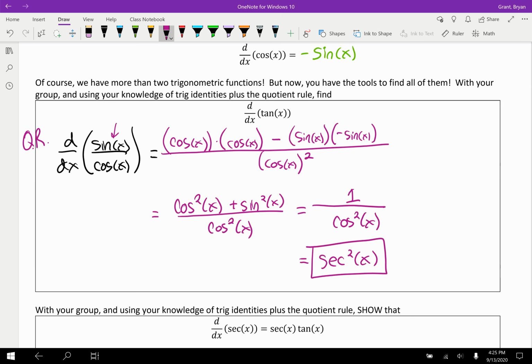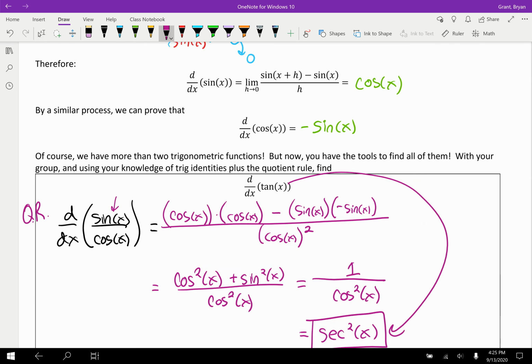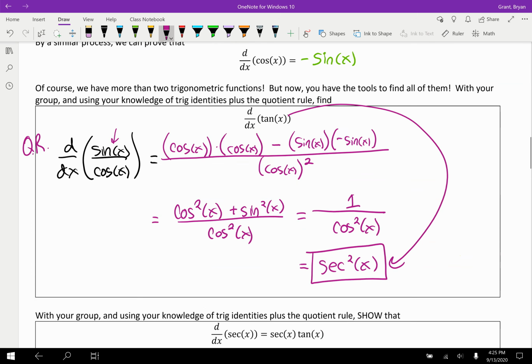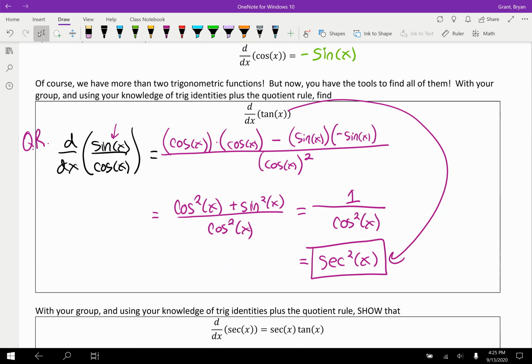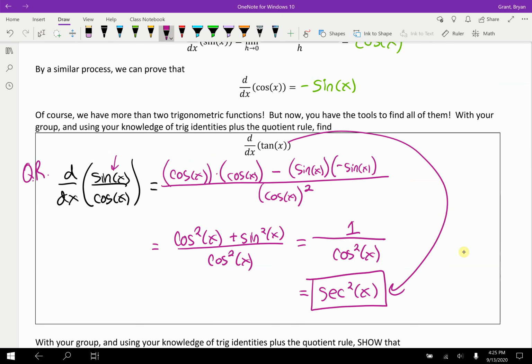Cool. We went from the derivative of tangent, and it is secant squared, a very nice succinct derivative, and one that you should memorize, right? Derivative of sine is cosine, derivative of cosine is negative sine, derivative of tangent is secant squared. Well, if we can use this process to find the derivative of tangent, then you can use this process to find the derivative of cotangent.